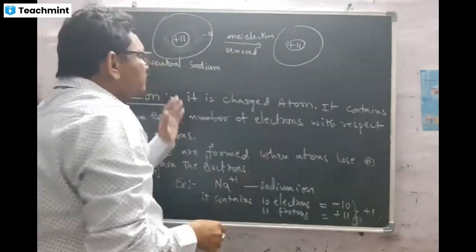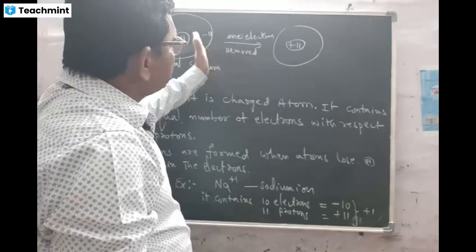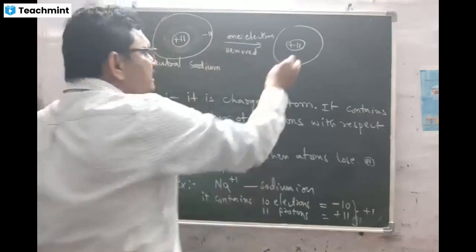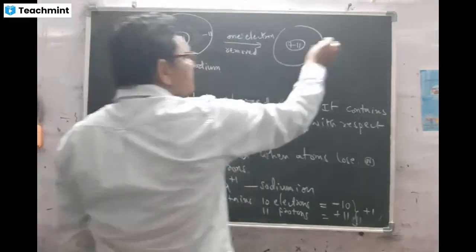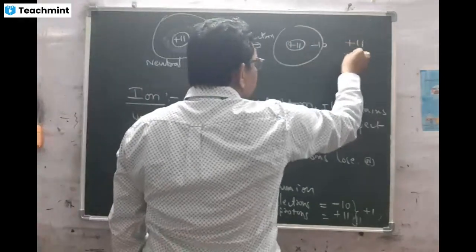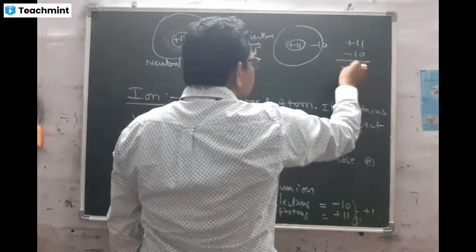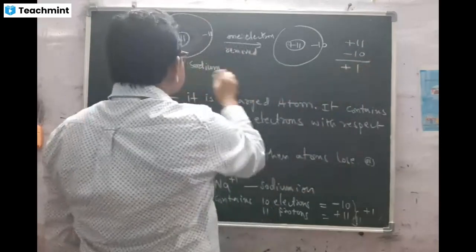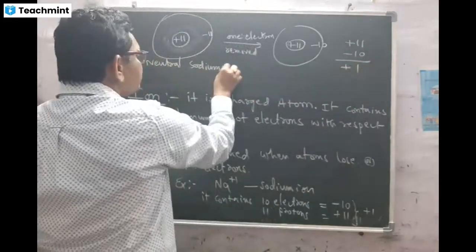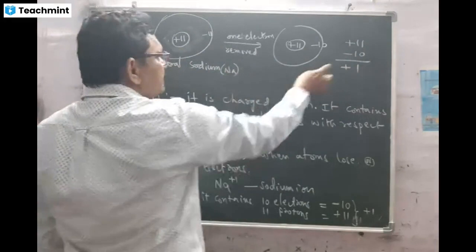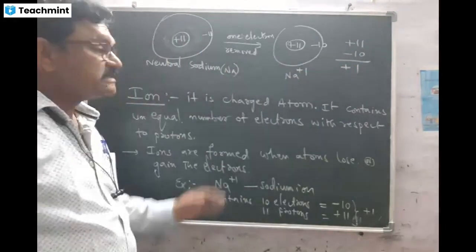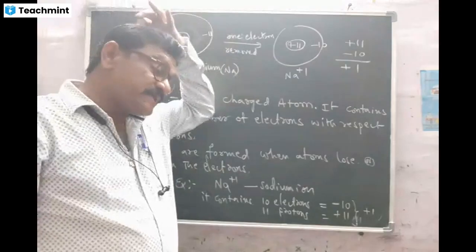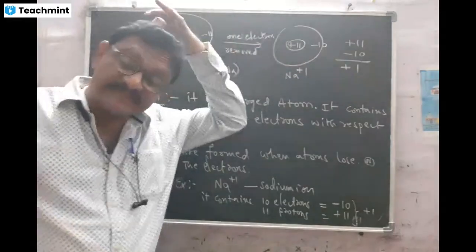So whenever one electron is removed, or it loses one electron, how many electrons are there? Minus 10. Here plus 11 protons, minus 10 electrons. The net charge is plus 1. That's why neutral sodium is Na, and the ion becomes Na+. That means when it loses one electron, it attains plus 1 charge.